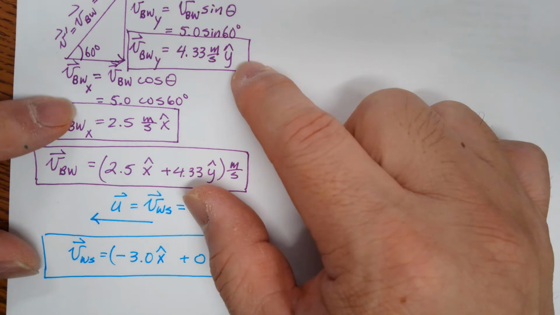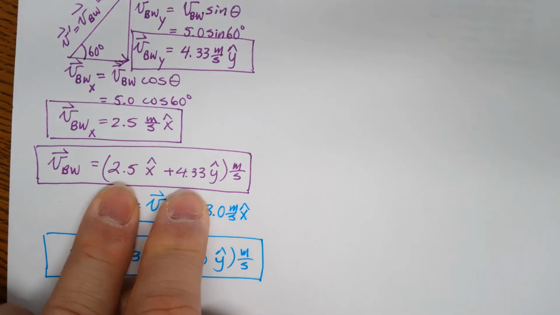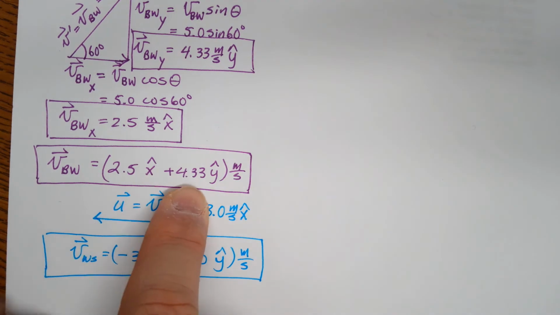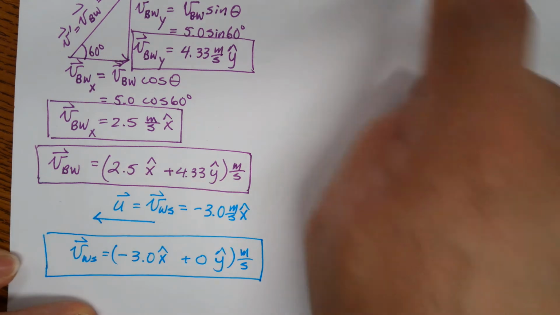If we combine these two to give the velocity of the boat with respect to water in Cartesian form, we have 2.5 x hat plus 4.33 y hat meters per second. So this vector is that, right here.